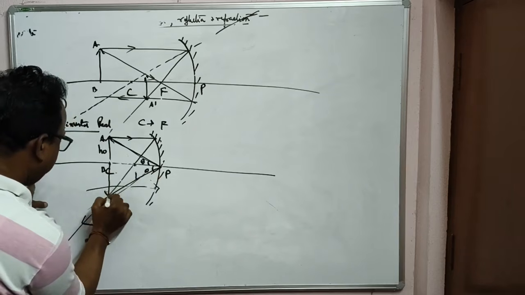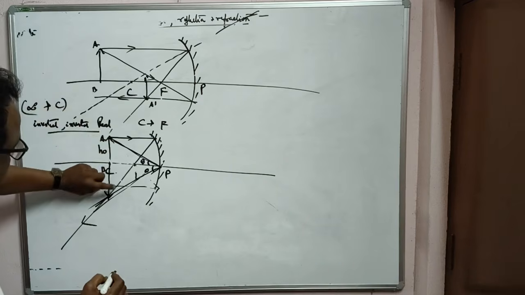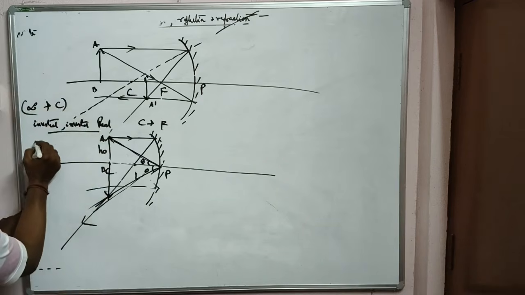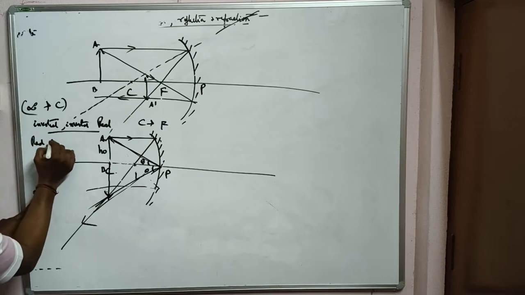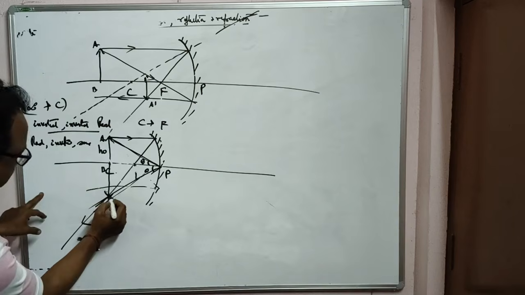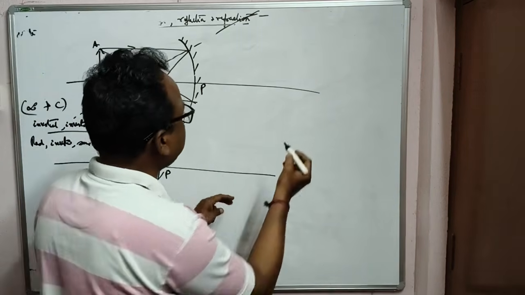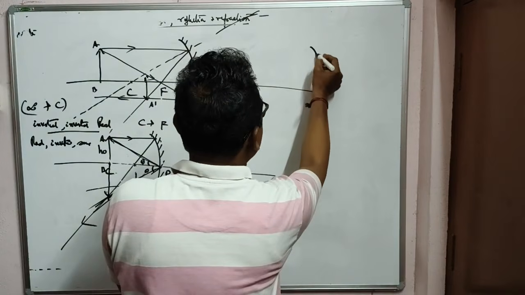That means exactly when you take the object at center, the image will be at the center, inverted, real, same size. Real, inverted, same size, exact size. Inverted, A dash, B dash. So like that you can form different figures here. You can see. One more I will draw here.